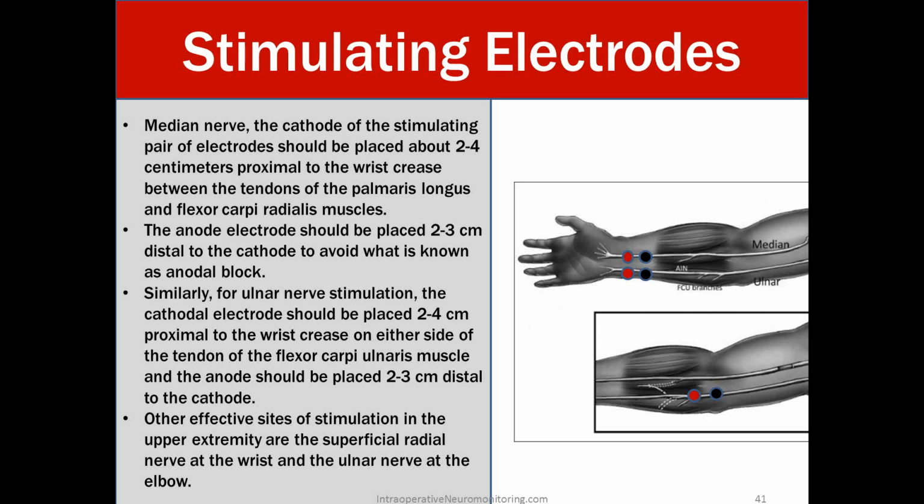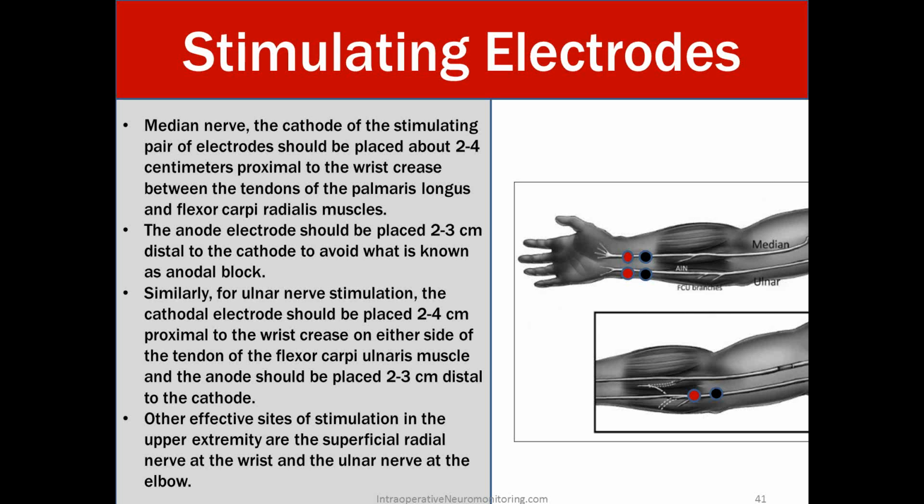The anode electrode should be placed 2 to 3 centimeters distal to the cathode to avoid what is known as anodal blocking, which we just went over. Similarly, for the ulnar nerve stimulation, the cathode electrode should be placed 2 to 4 centimeters proximal to the wrist crease on either side of the tendon of the flexor carpi ulnaris muscle, and the anode should be placed 2 to 3 centimeters distal to the cathode.